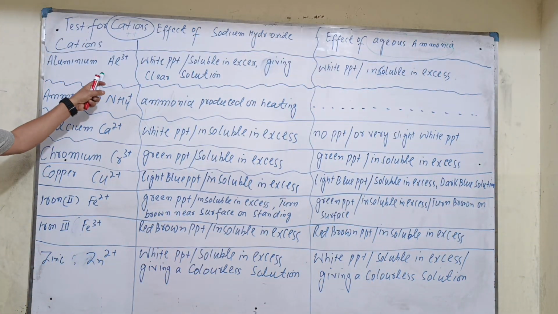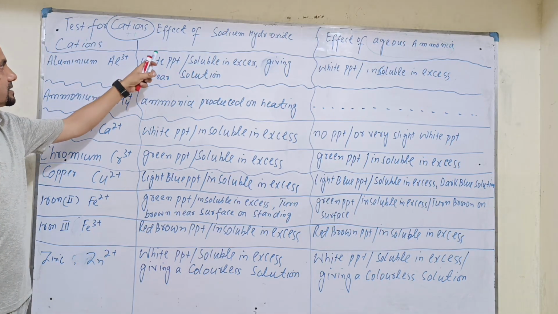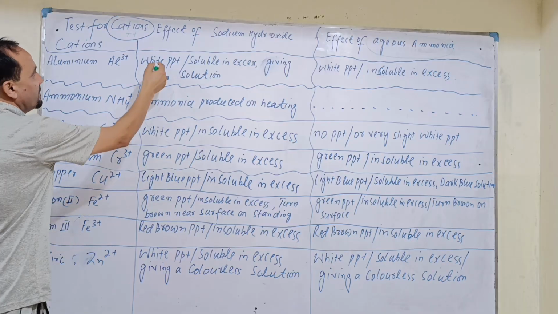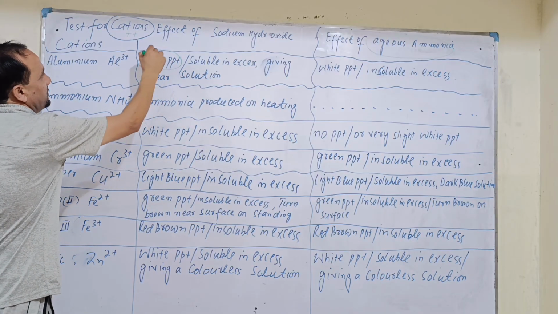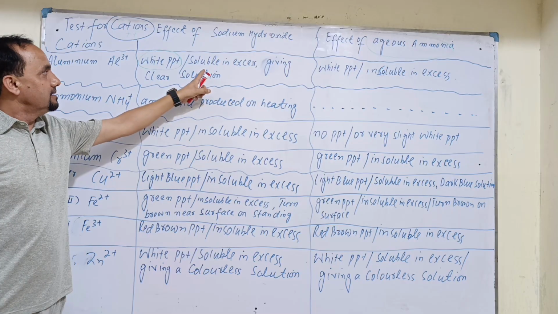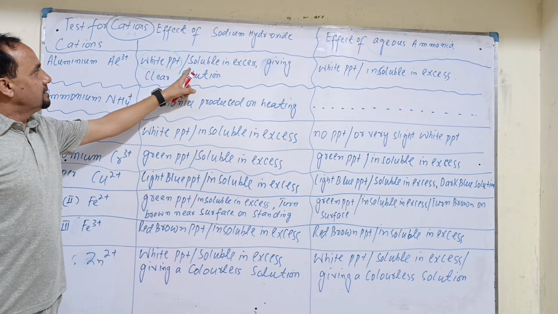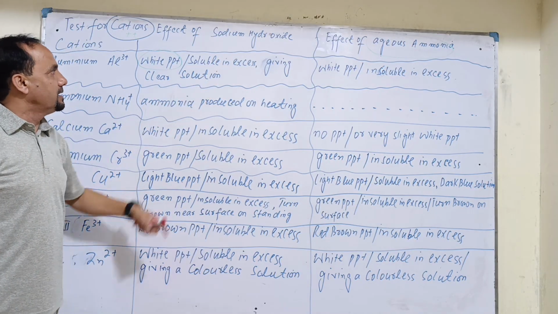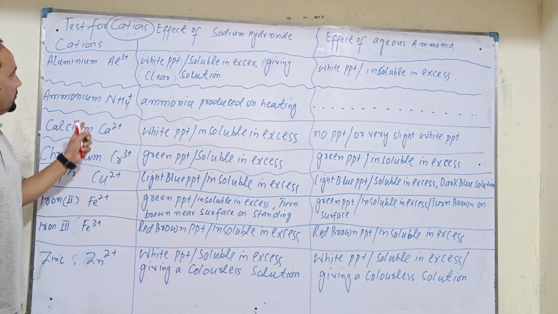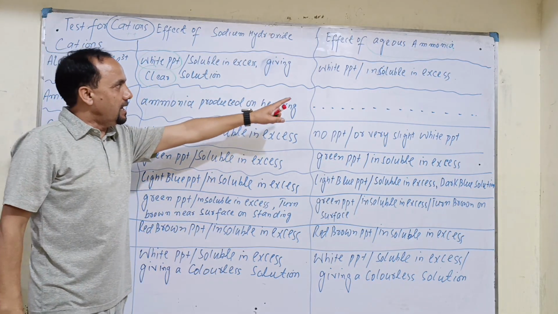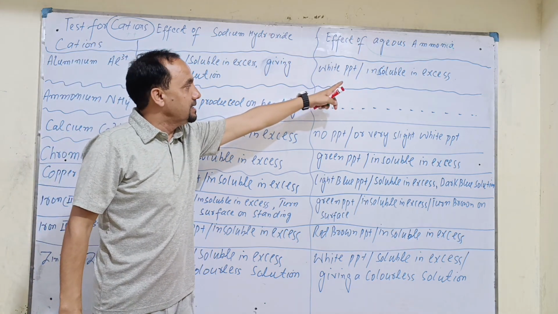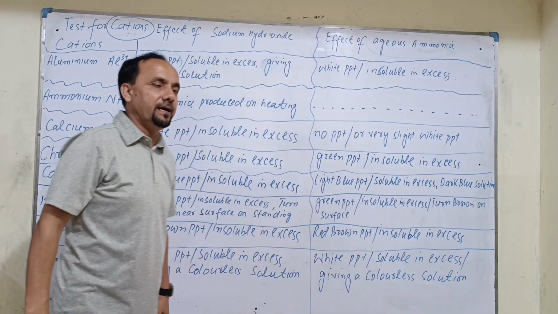First is aluminium. When a few drops of sodium hydroxide are added, what will be formed? White precipitate. When excess sodium hydroxide is added, what about this precipitate? It will dissolve and give a clear solution. When aqueous ammonia is added to aluminium, what is formed? White precipitate, and it is insoluble in excess.